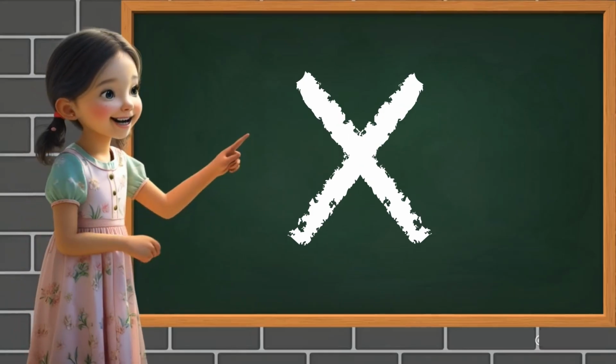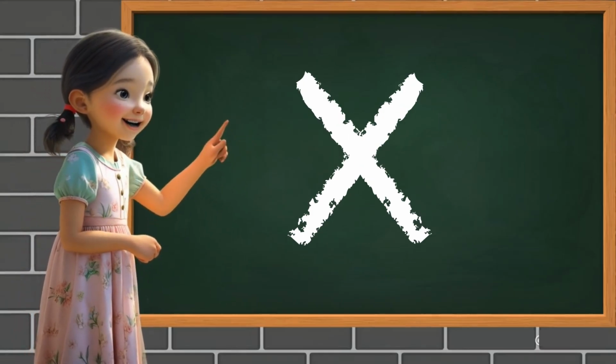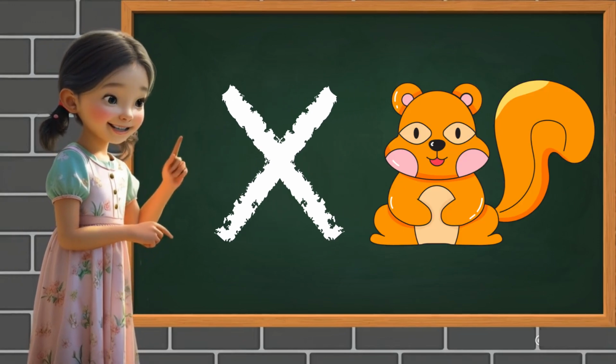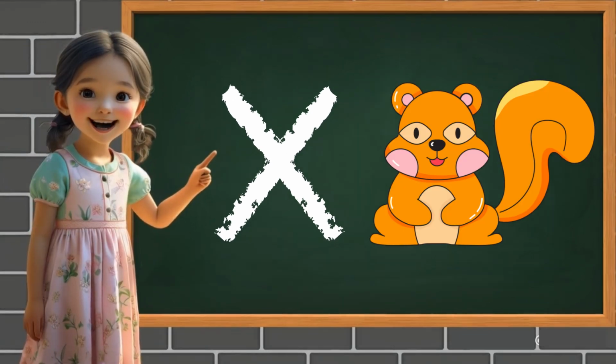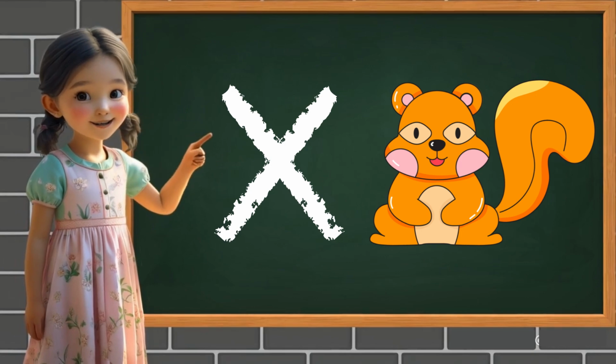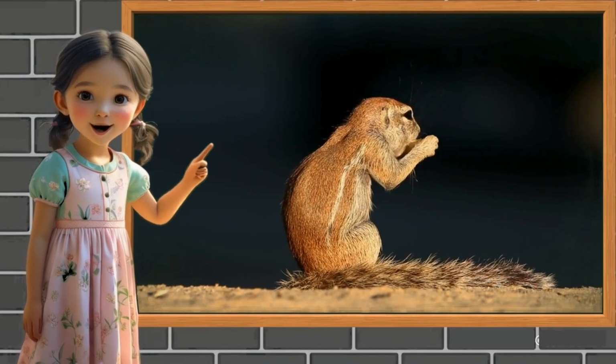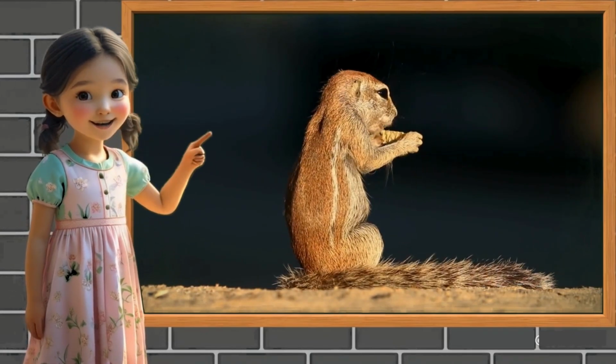The letter is X. Can you say X? Now say X is for Zerus. X is for Zerus. Here you can see a real Zerus. This is a Zerus.